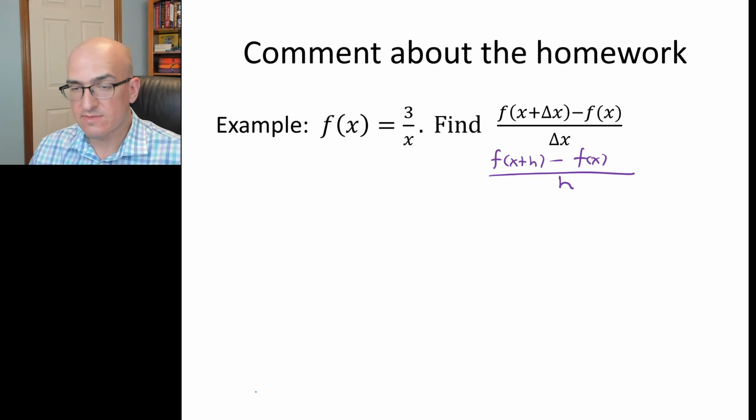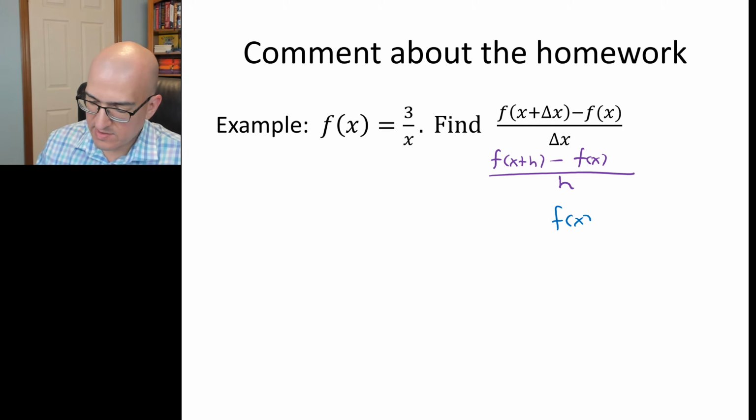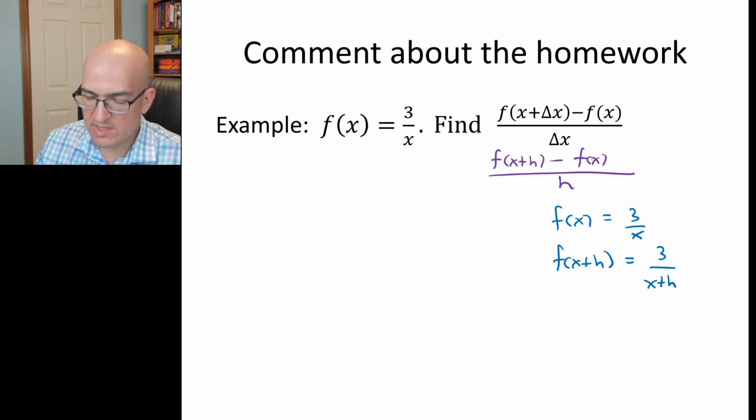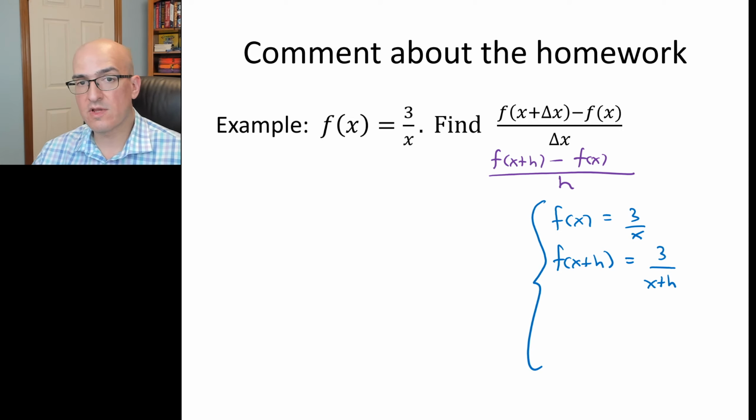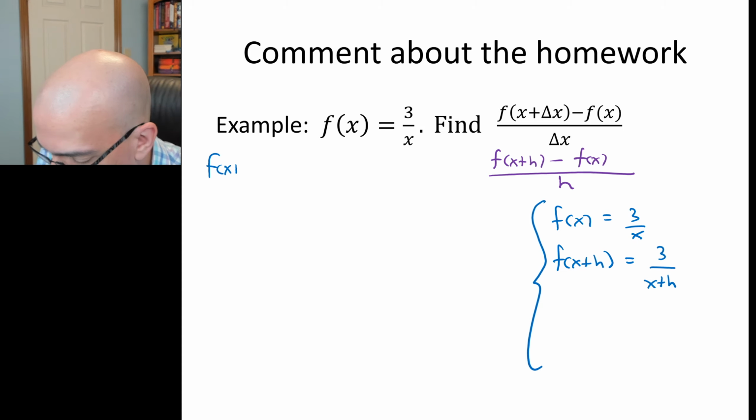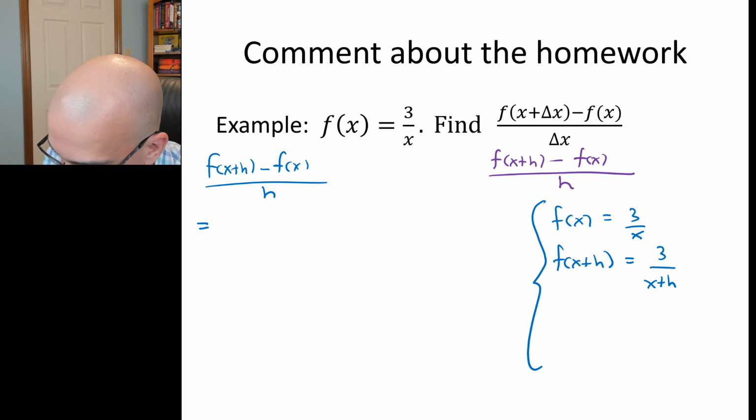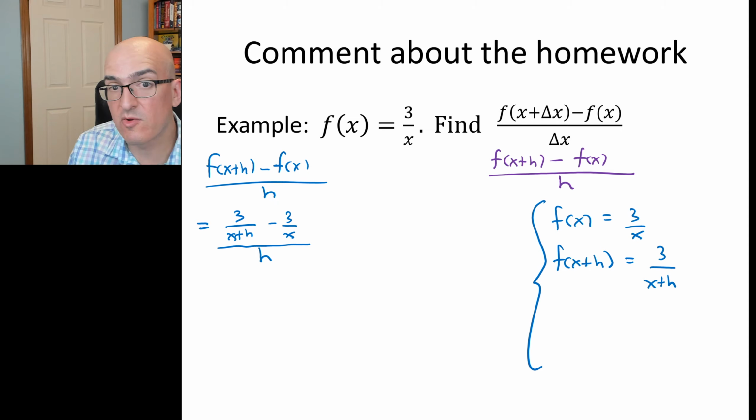I'm going to get the ingredients. So f of x is 3 over x. f of x plus h is going to be 3 over x plus h. I'm just replacing the x by the argument of the function. So we're replacing x by x plus h. And now we combine them into the expression. Nothing was to be done in that part, but there's going to be more work in the next part. So f of x plus h minus f of x all over h is going to be 3 over x plus h minus 3 over x all divided by h, a double fraction.